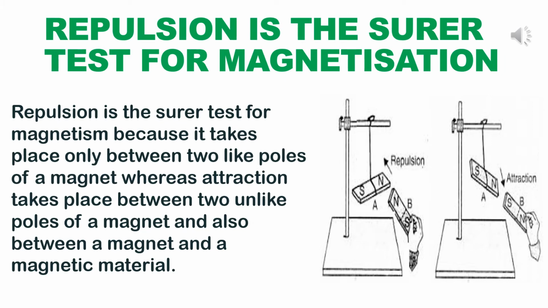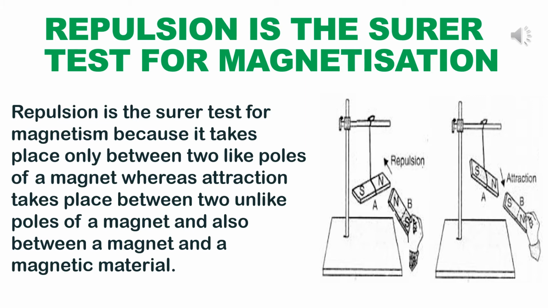Now repulsion is the surer test for magnetization. Repulsion is the sure test for magnetism because it takes place only between two like poles of a magnet, whereas attraction takes place between two unlike poles of a magnet and also between a magnet and a magnetic material. See the diagram. Clear diagram has been given.